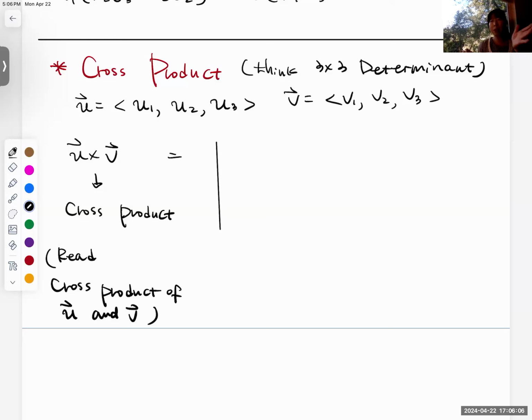So we had earlier a sub 1, a sub 2, a sub 3, right? So instead of that, we put i, j, k, right? And we talked about i, j, k being unit vectors last time, right? So for a unit vector, let's denote it with a hat. Okay. Then we have u sub 1, u sub 2, u sub 3, and v sub 1, v sub 2, v sub 3.